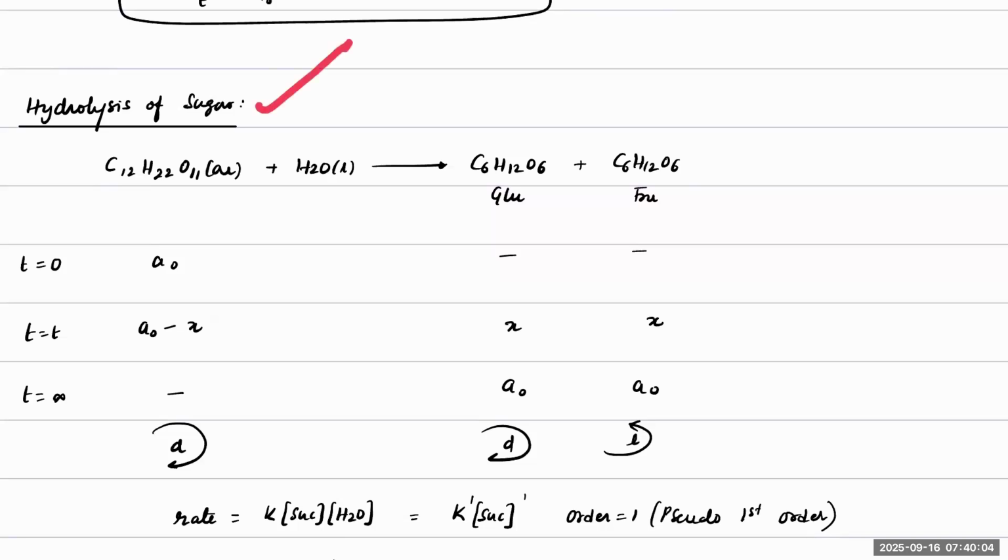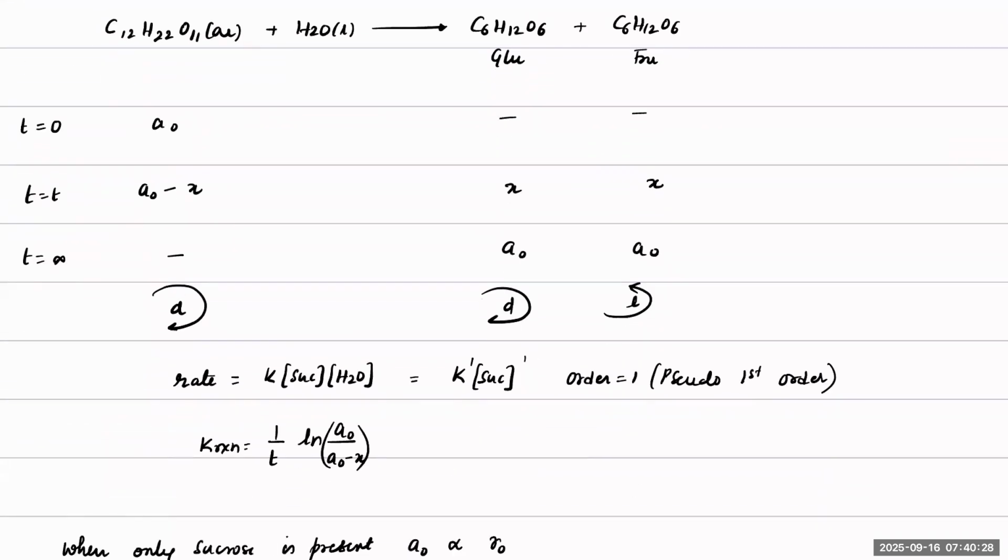Next one is about hydrolysis of sugar. Suppose you have sugar cane added to water, it will become glucose and fructose. The most interesting part here is that initially if you have A naught amount, and after some time some x amount is lost, then the glucose and fructose will always be in the same molar ratio. So they will be x and x only.